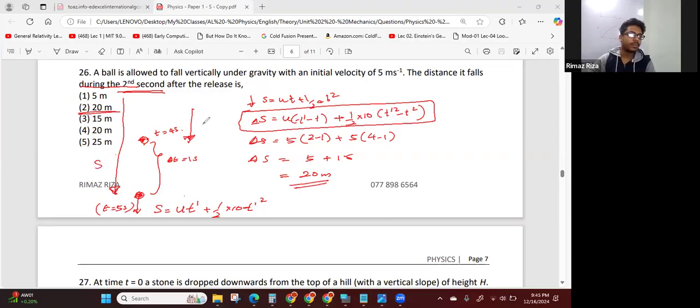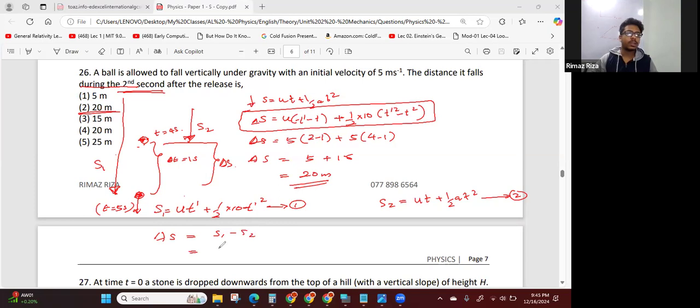Let's say I'll take this as x1 and this as x2, for example. So s2 you can again write s2 is equal to ut plus half at squared. So this is equation 2, this is equation 1. If you subtract s1 minus s2, you get the displacement during that second. So delta S is actually S1 minus S2. Then to subtract that, you will get such a relationship.